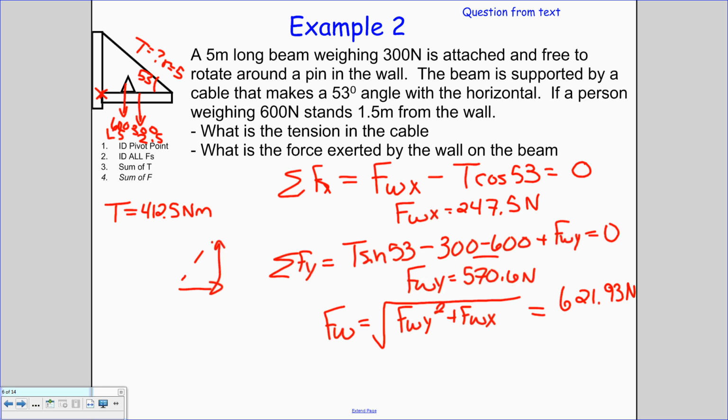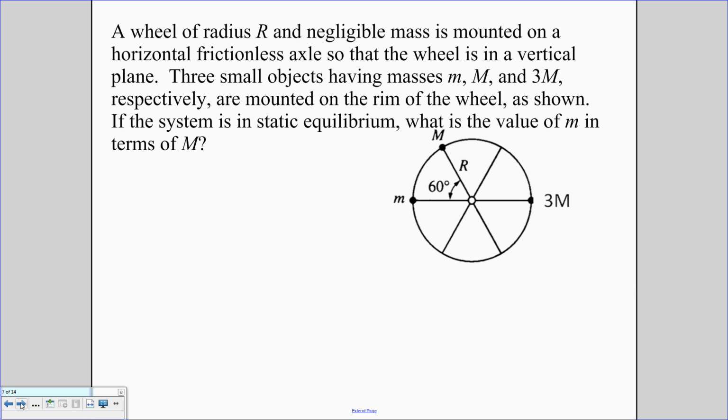621.93 newtons. Bam. Nothing too bad. Just got to make sure you know what to do. And that's what that step 4 is for, to help remind you what you need to do.